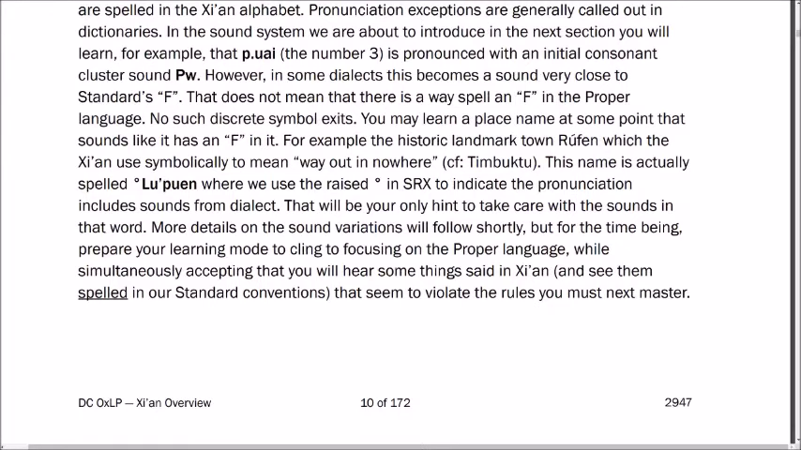In the sound system we are about to introduce in the next section, you will learn, for example, that p.ua, the number 3, is pronounced with an initial consonant cluster sound "pw". However, in some dialects this becomes a sound very close to standard's "f". That does not mean that there is a way to spell an f in the proper language. No such discrete symbol exists.